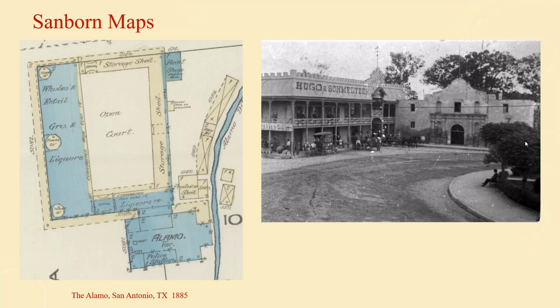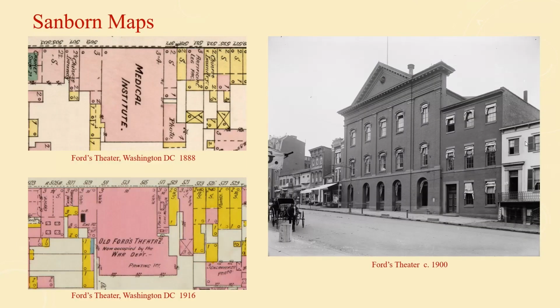We looked at some famous buildings. Let's look at some infamous buildings now, starting with Ford's Theater in Washington, D.C. Here in 1888, the top Sanborn map there, you see it's listed as a medical institute.